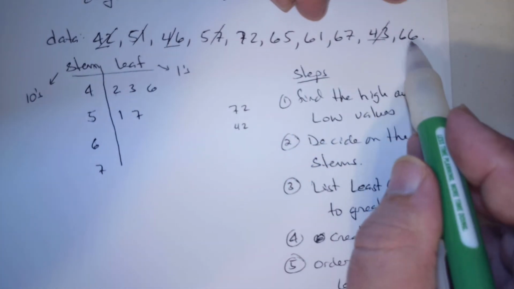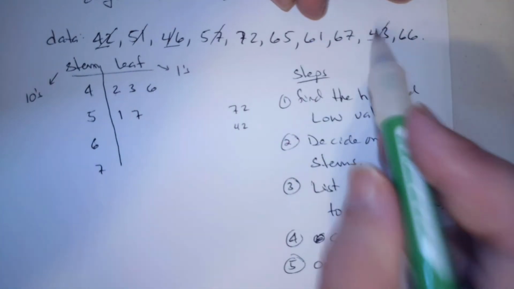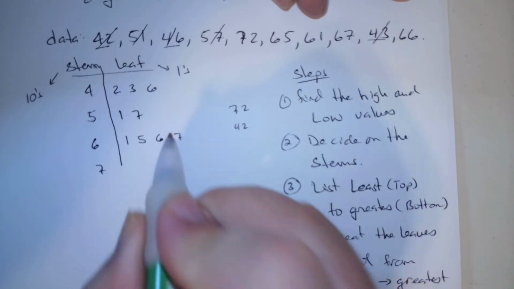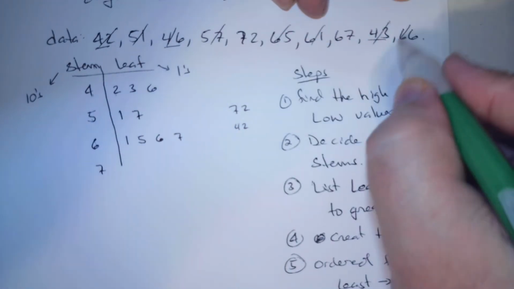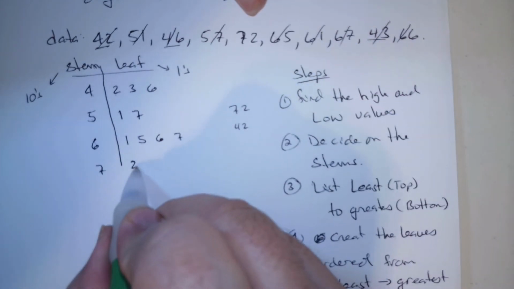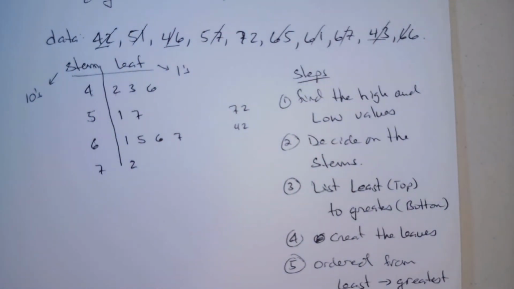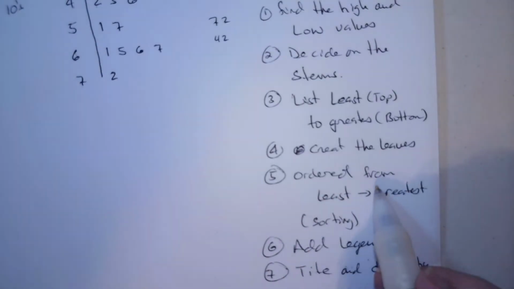6 has 4 of them. We have 1, 5, 6, and 7. So it's 1, 5, 6, and 7. 61, 65, 66. And then 72. So I ordered from least to greatest, going from left to right.